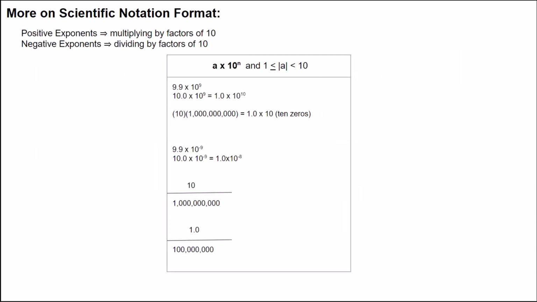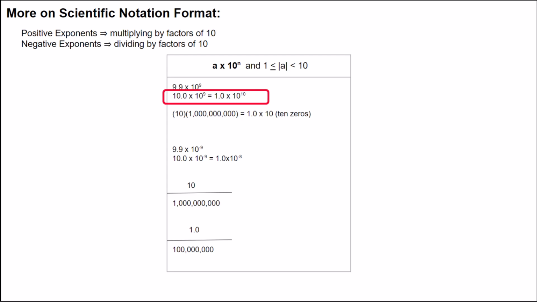When you're dealing with scientific notation, if you have positive exponents and you're converting from scientific to standard notation, you're really multiplying by factors of 10. If you're dealing with negative exponents, in agreement with the negative exponent rule, you're dividing by factors of 10. We're reiterating the rule here because, according to scientific notation format, the absolute value of a must be between 1 and 10. It can include 1, but it can't actually equal 10.